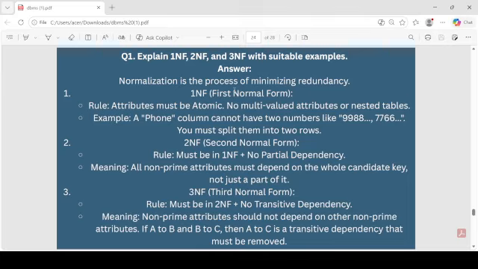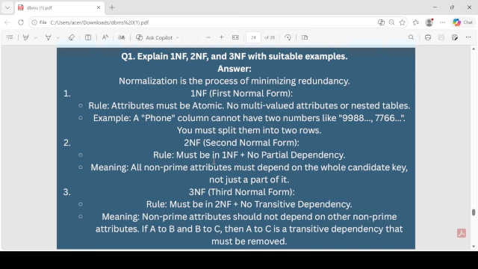So let's talk about normalization, which is a process of minimizing redundancy, as I told. When we talk about 1NF, which is first normal form, the rule is that attributes must be atomic. Multi-valued attributes are not allowed, and nested tables are not allowed. So this is the example: a phone column cannot have two numbers. A number must be a single atomic value, and you must split them into two rows. The second will be 2NF, which is second normal form.